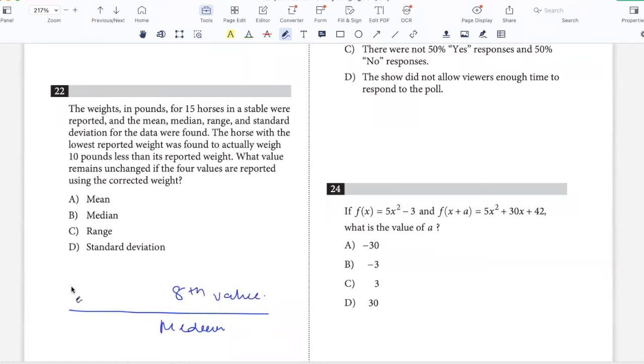So if the lowest weight was actually 10 pounds less, then the lowest value just goes 10 pounds less, right? So it's still the first value. So the median will not change. The mean will change because the sum of the values will change. The range will change because the lowest value has changed. And standard deviation would change because the deviation from the mean would change since the lowest value has changed. So B would not change.